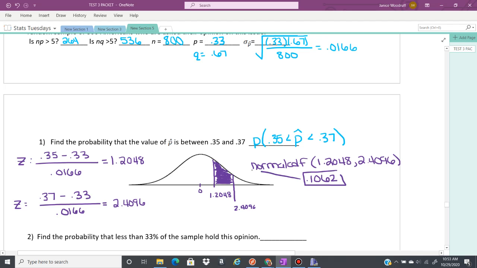Okay, which is this area right here, which is the probability that the true population proportion of people that say that the next 5 years will bring good times is between 35 and 37. The probability of that is about 10%, 11% if you round it up.